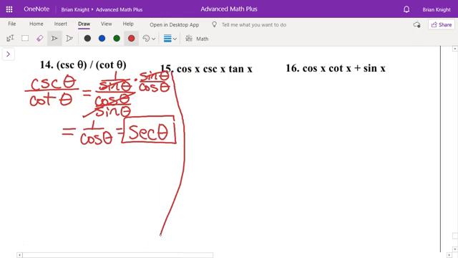Cosine x times cosecant x times tangent x. Well, do I need to change cosine x? Nope, it's already what we need. Cosine x. What is cosecant x? What can we change it to? 1 over sine x. And then tangent x, what can we change it to? Sine x over cosine x.